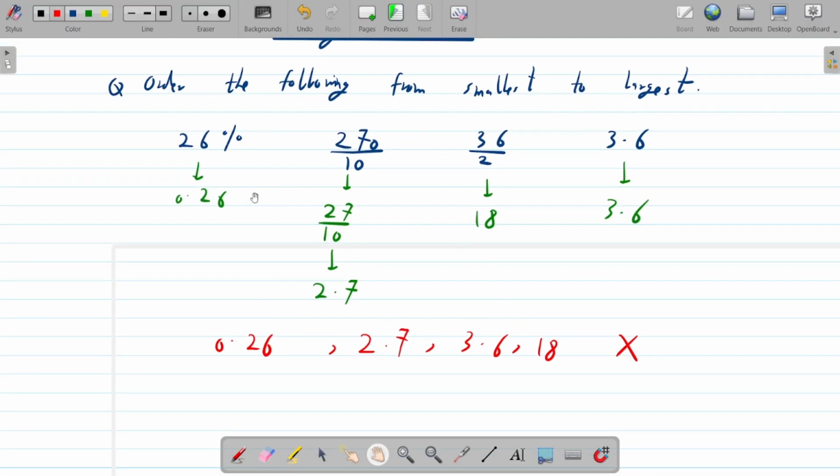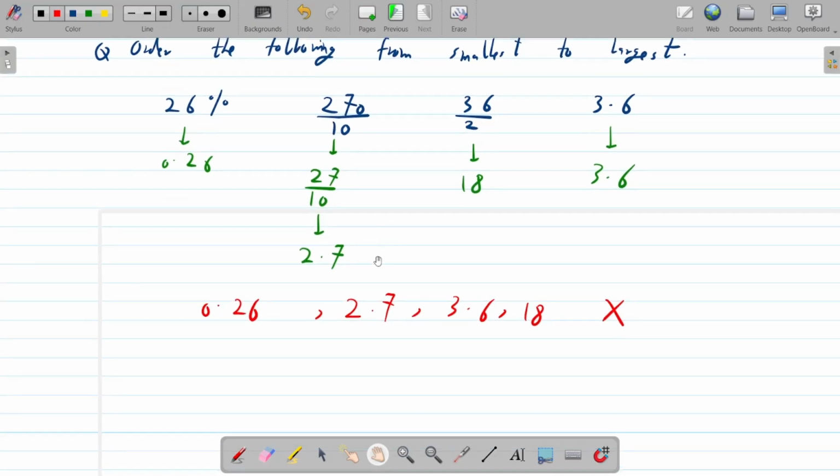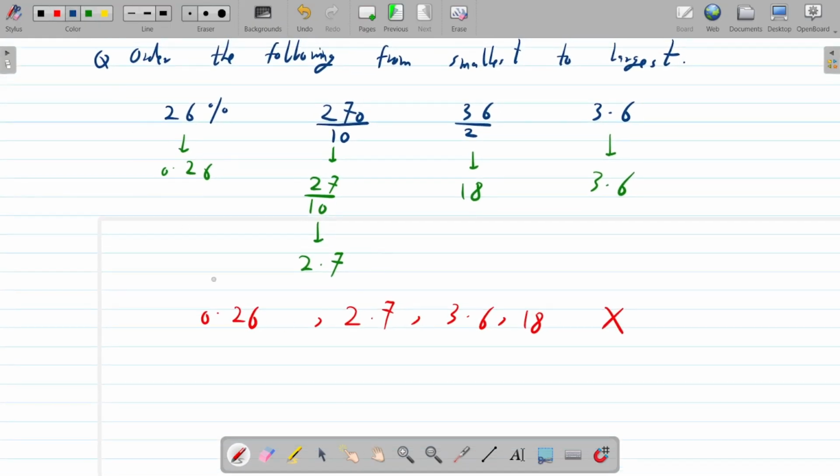These are good for your understanding, and you can do them in the exam to make your question a bit easier. But when you give them the answer, you have to give it in the form they gave you the question in. So you can write this down with a pencil, then write down the actual answer. So you have 26%, then 270 by 10, then 36 divided by 2, then 3.6. Hold on, this would be your answer. Is that clear?